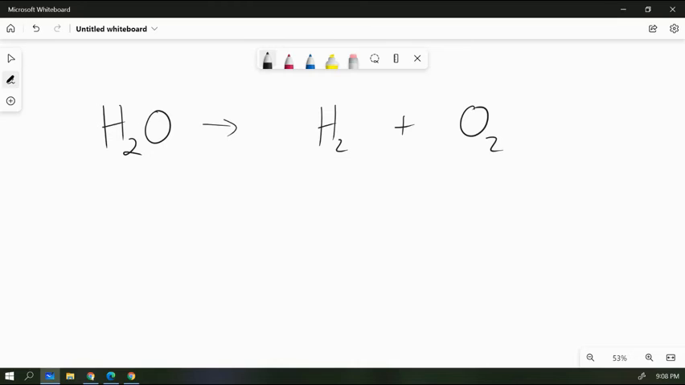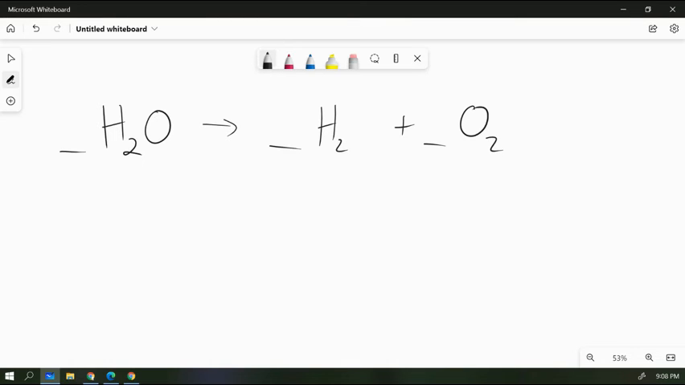All right, so again, we want to know in the electrolysis, or the decomposition of water, is this an endothermic or exothermic process? Does it give off energy overall or does it absorb energy overall? That's the question we want to answer here.